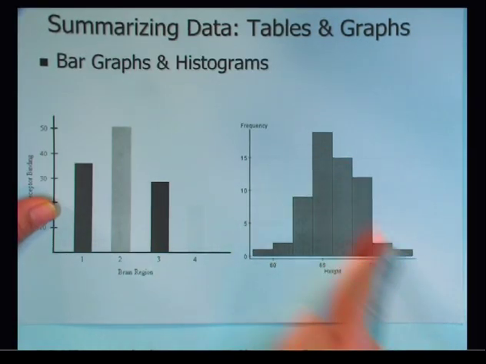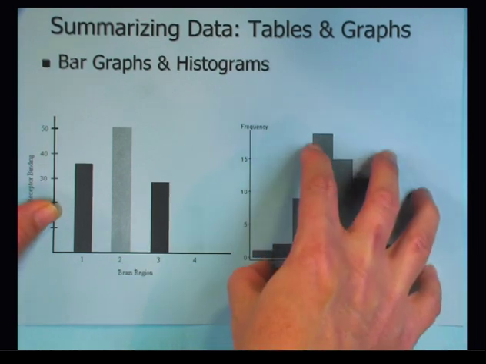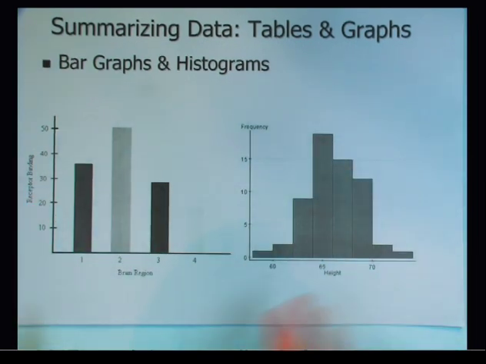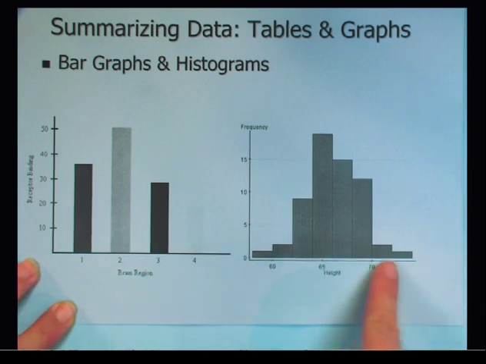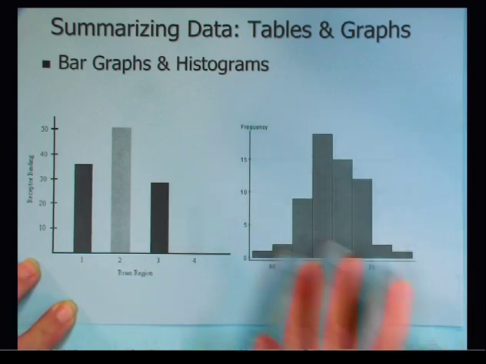This histogram has a shape, and this shape is meaningful. The shape is meaningful because it tells you very few scored low, very few scored high. Most students scored here in the middle.